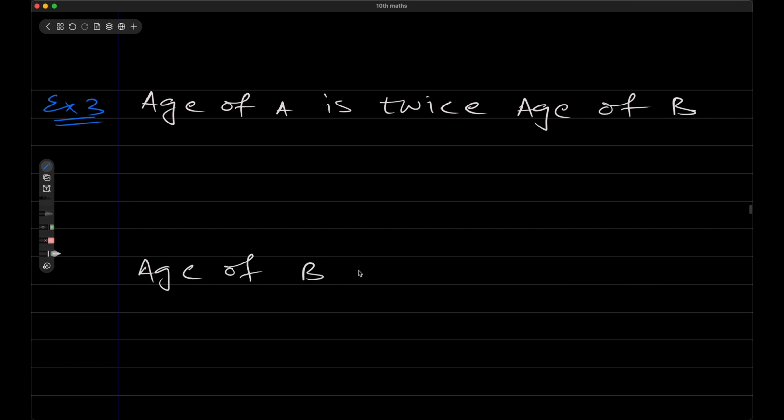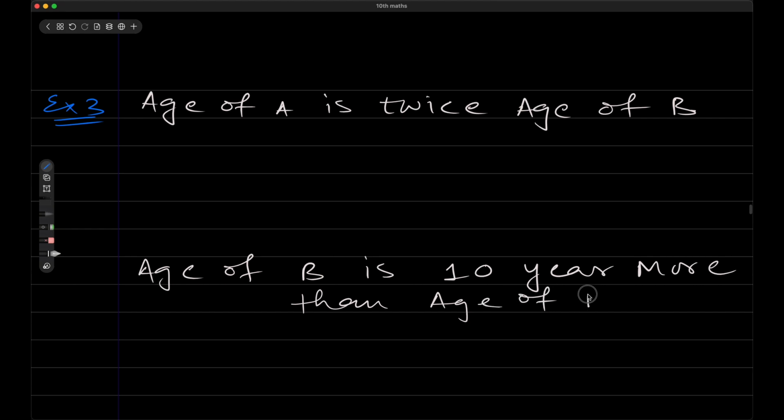Let us take, age of B is 10 years more than age of D. So to make the equation, age of A is twice the age of B, so the age of B is less, so we have to multiply the age of B by 2 to get the equality sign.